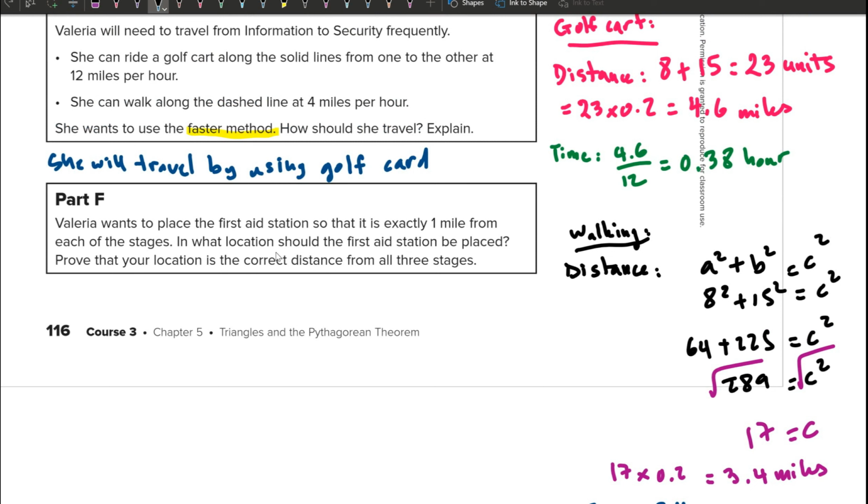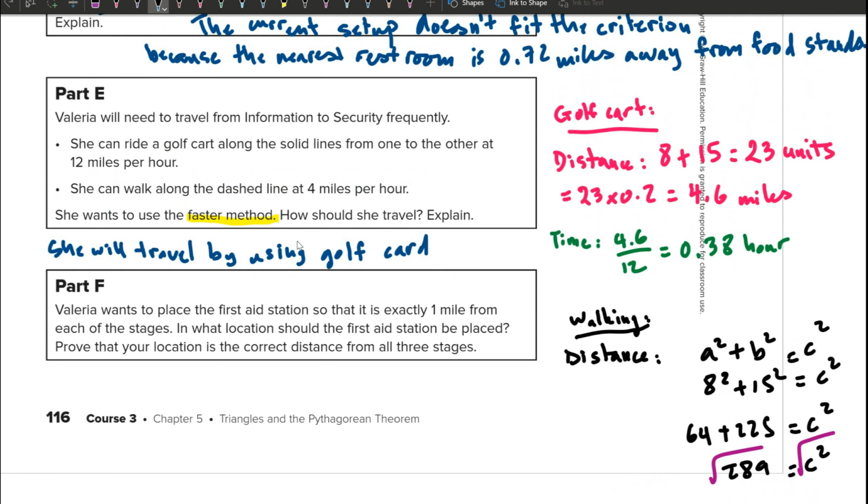Valeria wants to place the first aid station so that it is exactly 1 mile away from each stage. In what location should the first aid station be placed? Prove that your location is the correct distance from all 3 stages. So 1 mile from each stage.